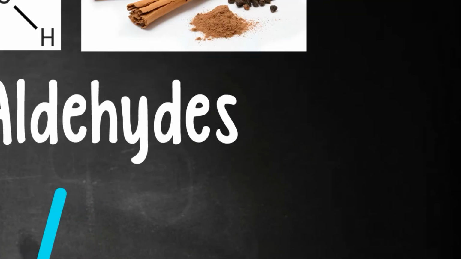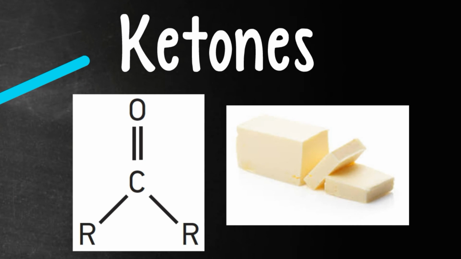Another hydrocarbon derivative that contains oxygen is a ketone. The molecule responsible for giving butter its flavor is a ketone. You can easily identify the ketone functional group because you'll have 3 carbons in a row, and on the middle carbon you'll have a carbon-oxygen double bond.